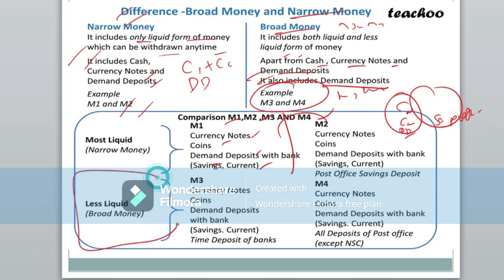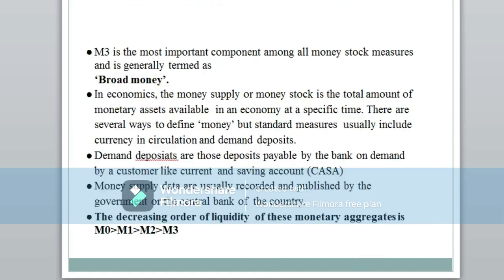Now let us talk about broad money. That is less liquid, so it is currency notes, coins, demand draft, savings deposits and time deposit. It also includes bonds and term agreement papers. Then comes the M4 which includes coins, demand deposit with bank, savings, current and all deposit of the post office excluding the NSC certificate. Okay, you will remember. Next point, M3 is the most important component of all money stock measures and is generally termed as the broad money.